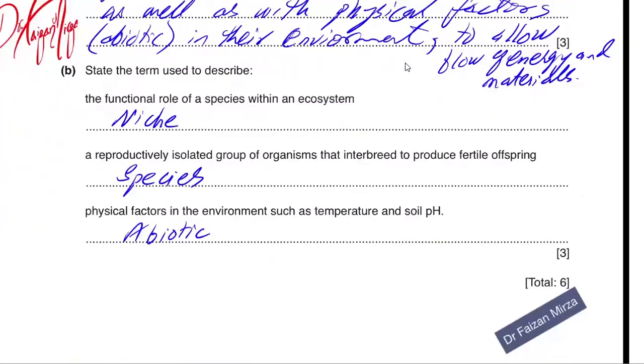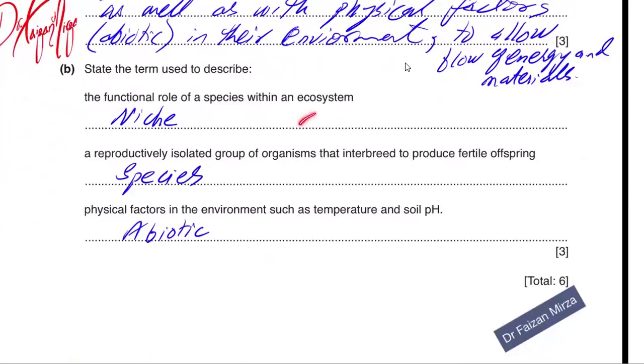We mentioned this. Say the term used to describe, so this is pretty much like fill in the blanks. The functional role of the species in an ecosystem is its niche. A reproductively isolated group of organisms that can interbreed to produce fertile offspring, those are species. Physical factors of the environment such as temperature, pH, soil are abiotic factors. So that pretty much covers this.